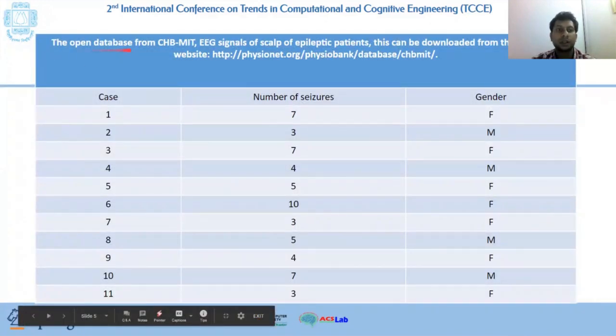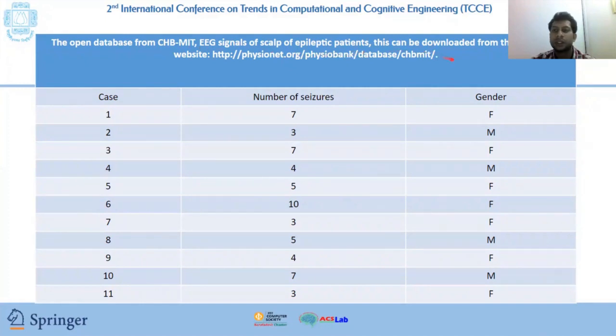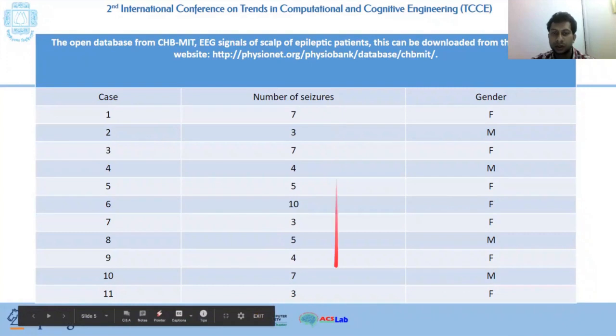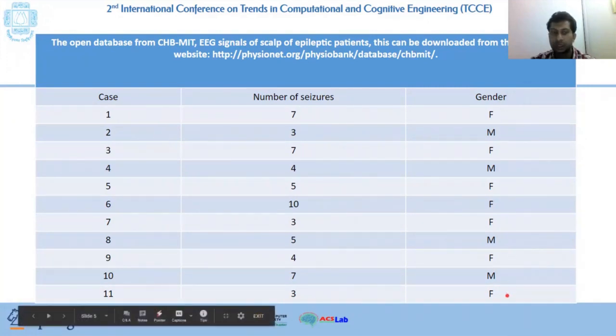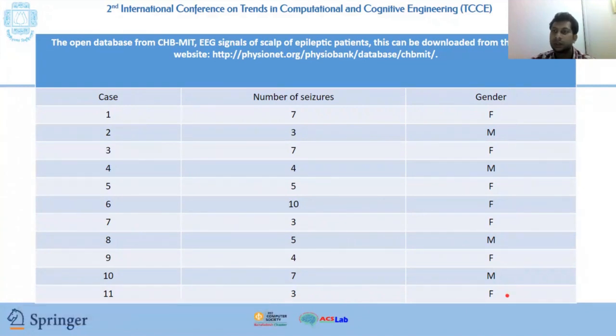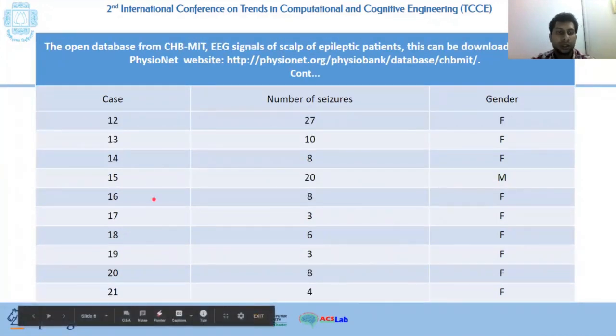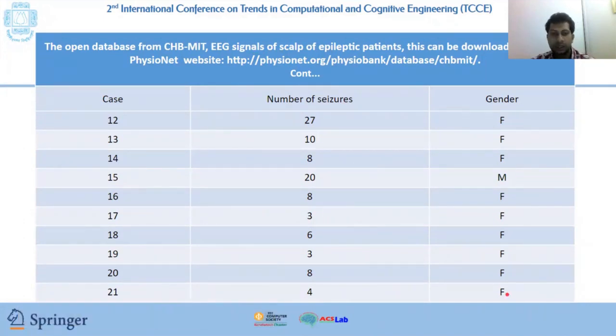We have collected the database from CHB-MIT, and the link is given on the screen. Here we have the various subjects or cases and the number of seizures, also given in the database, and whether they are female, male, or child. All this information is given in the open database. Similarly, other cases, number of seizures, and their genders are given.